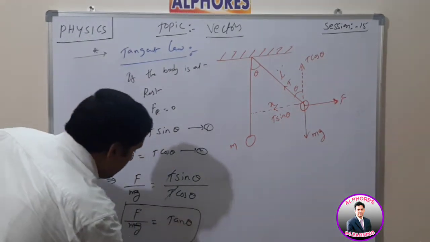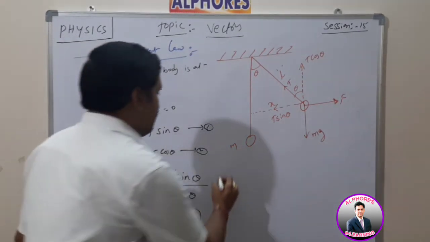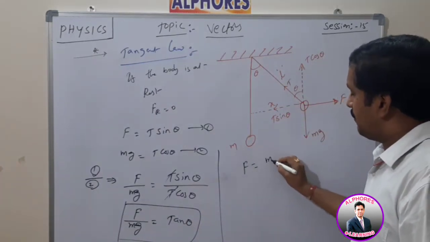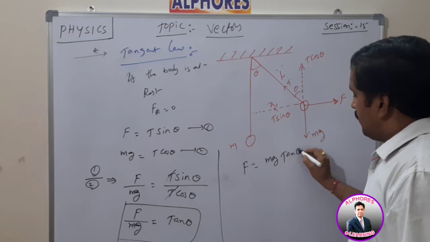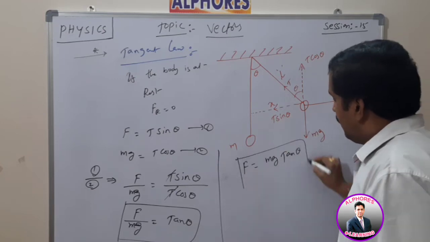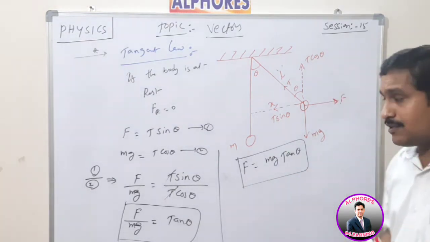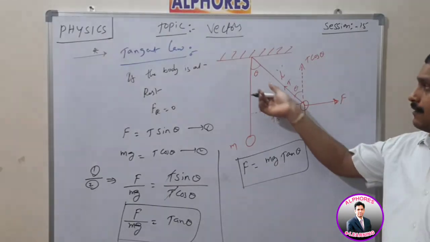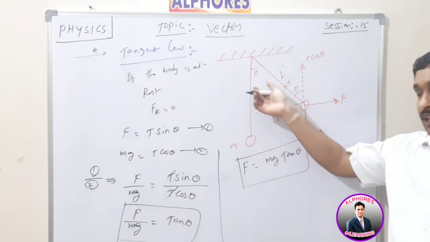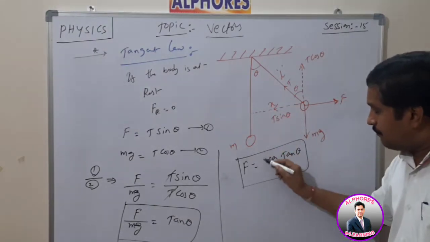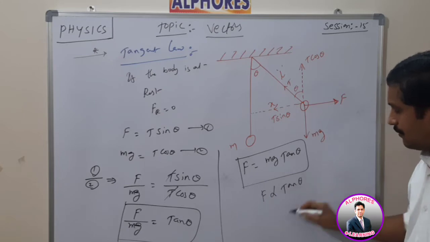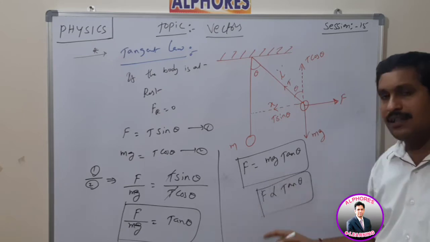Therefore, listen carefully, from this I have to write by cross multiplying. What is the external force required in this case? mg tan theta. So this is the external horizontal force required to keep the body at rest at the angular displacement theta. Here mg, the weight of the particle, is constant. That means the external force is directly proportional to tan theta. This is nothing but the tangent law.